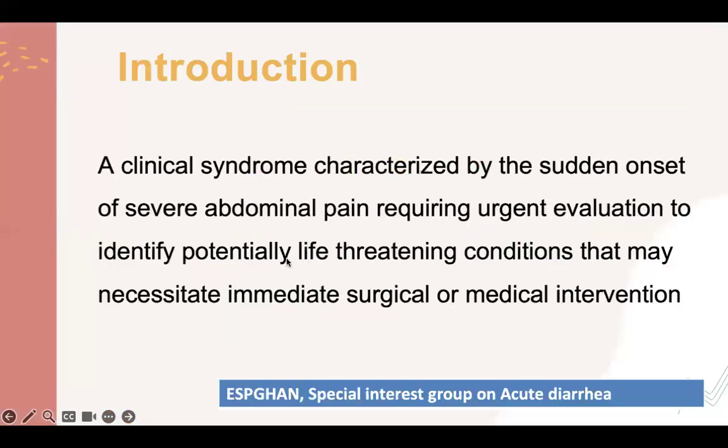So, what is acute abdomen? It is a clinical syndrome characterized by the sudden onset of severe abdominal pain, requiring urgent evaluation to identify potentially life-threatening conditions that may necessitate immediate surgical or medical intervention. This is a definition adopted by the Special Interest Group on Acute Diarrhea from the European Society of Pediatric Gastroenterology.